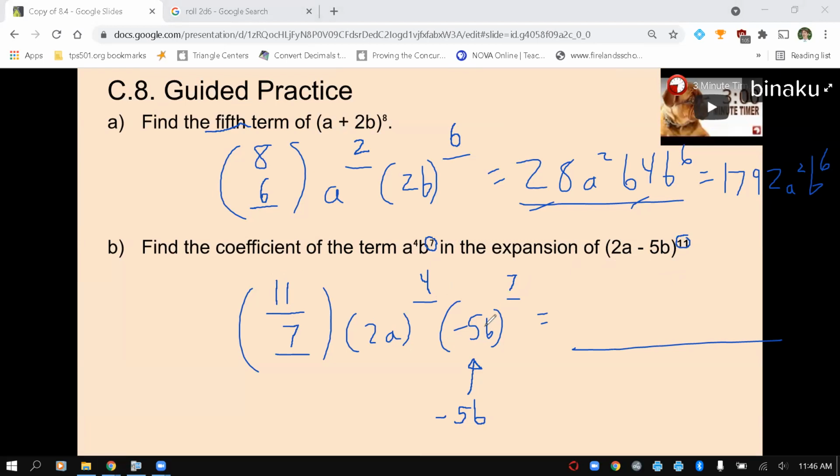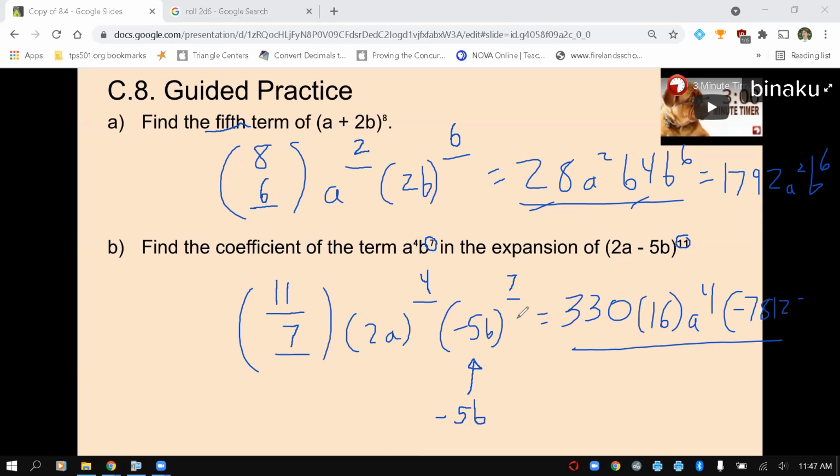Okay, if you have 11 birthday presents, and you get to pick 7 of those presents to take home for your birthday, how many different ways can you choose 7 out of 11? Good luck doing that without a calculator. 330 different ways to pick your presents. That's a lot. All right, what is 2 to the 4th? 16. A to the 4th. What is negative 5 to the 7th? Negative 78,125, you say? That sounds right to me.